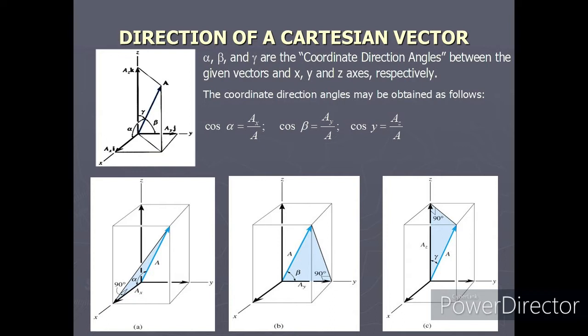If you look at this, if we want to find alpha, this is alpha, right? Can you see that? So this becomes 90 degrees, right? And then when you take cos alpha, it will be Ax over A, which is the hypotenuse. I hope you can figure out the box very well in 3D.